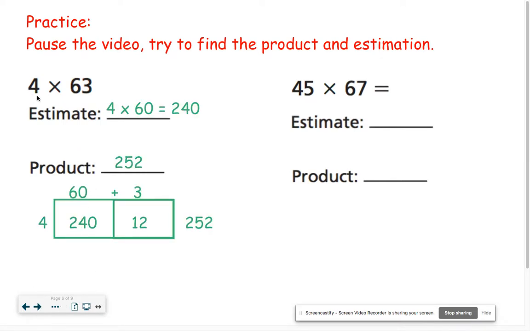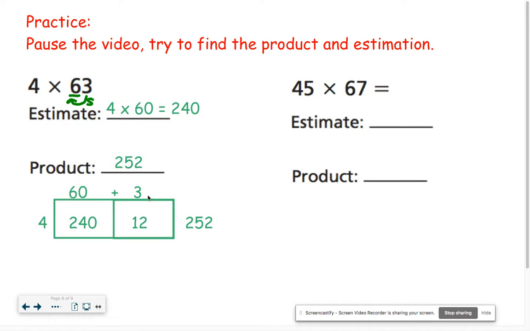When we estimate, we keep the 4 the same. The 6 is our highest place value. The 3 told us to stay. So it stayed 60. 6 times 4 is 24 with 1 0, so 240. So the answer we get when we solve the actual problem should be close to 240.